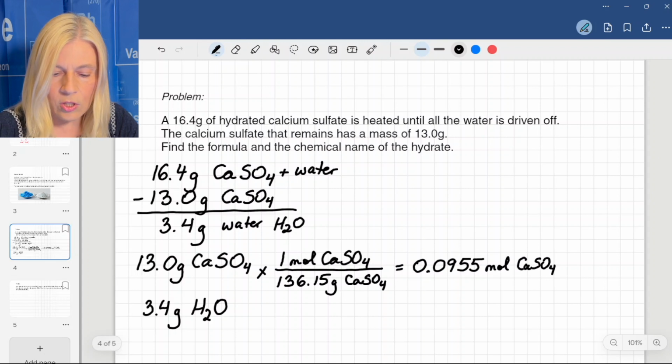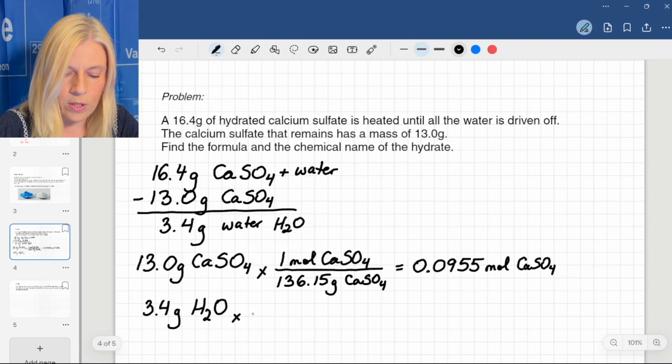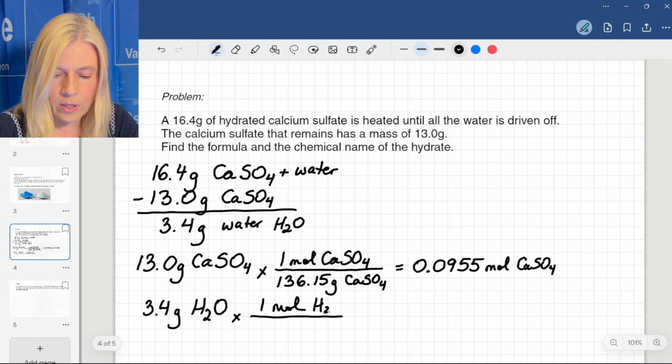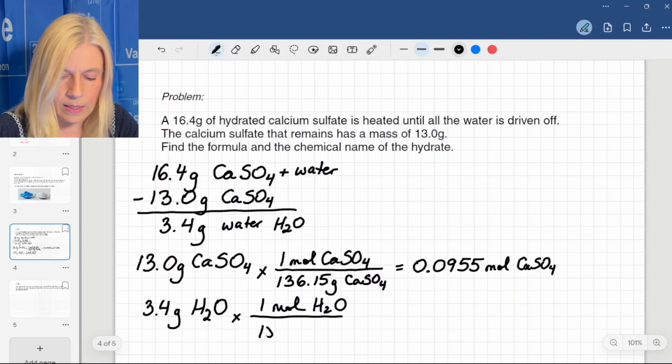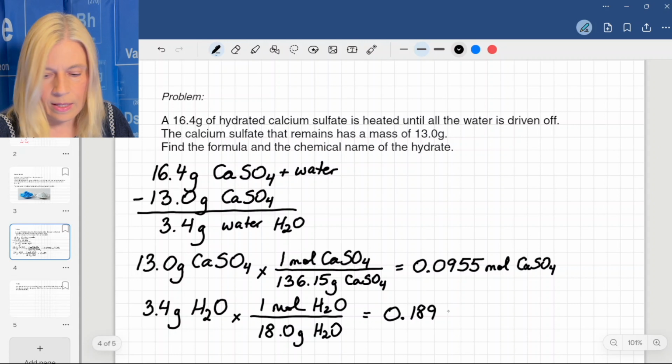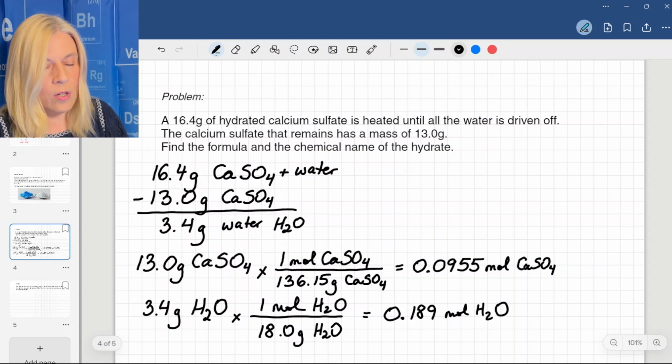All right, let's do the same thing with water. And the water is where 1 mole of water is, what is it? 18.0 grams of water. And we do this calculation, and we have 0.189 moles of water. All right, so we're closer.